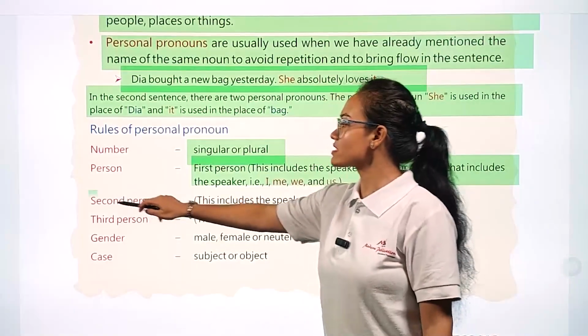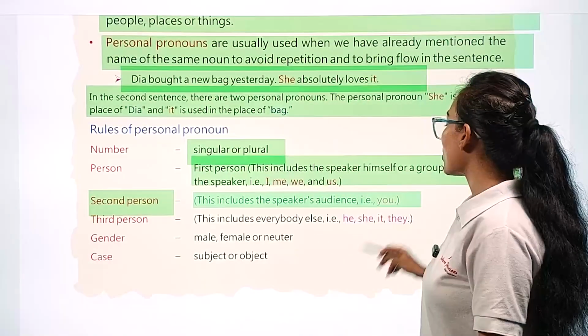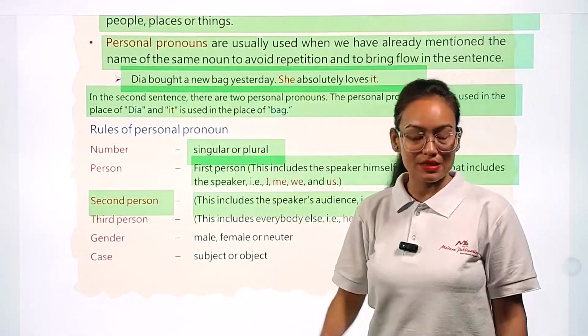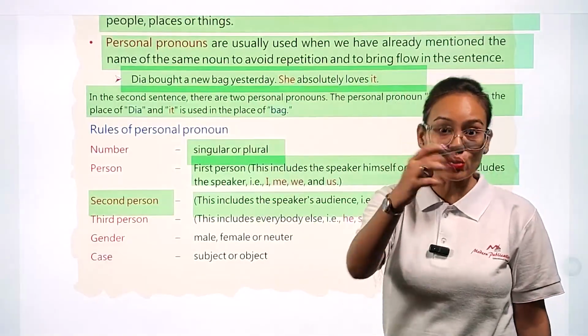The second person, if the second person is mentioned in the sentence, includes the speaker's audience, that is, you. Second person means in the sentence, the speaker's audience, meaning you.